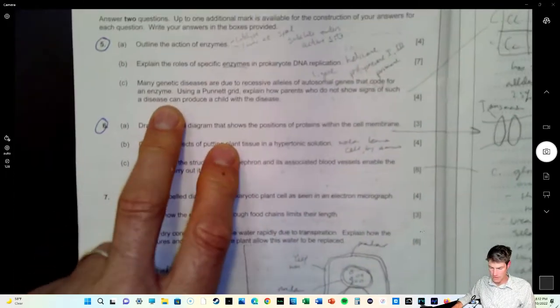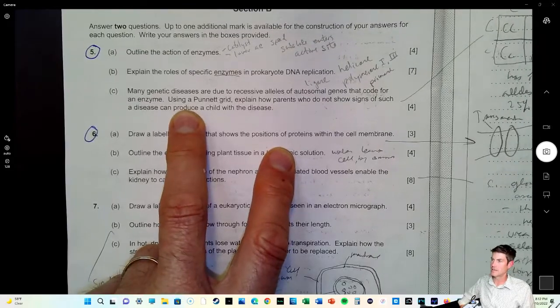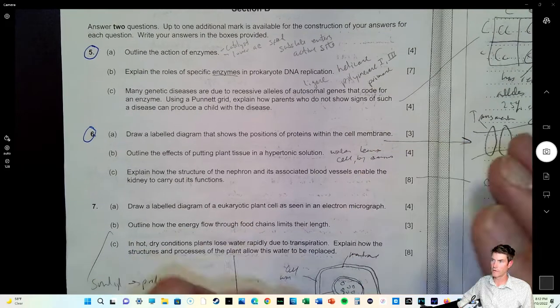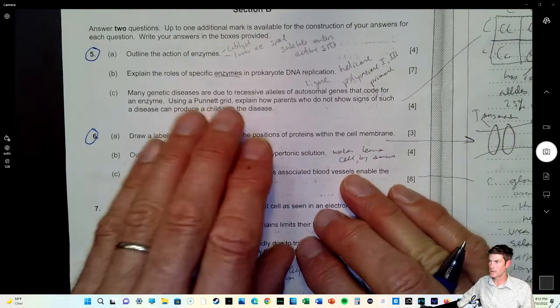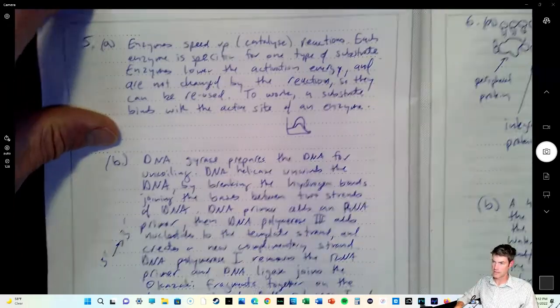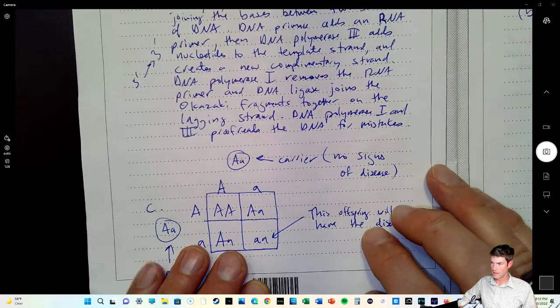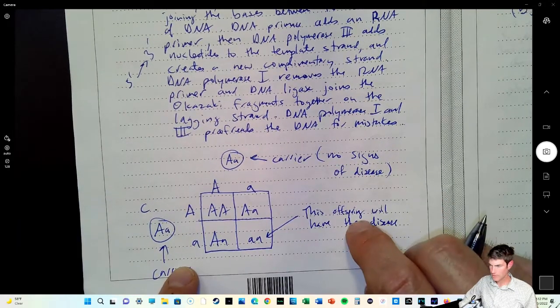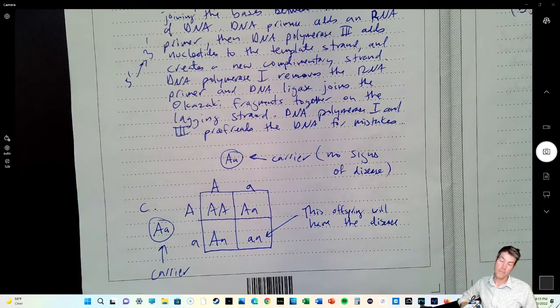The next part of that question, talking about genetic diseases due to recessive alleles that code for an enzyme, still focusing on that enzyme. Using a Punnett grid, explain how parents who don't show signs of disease can produce a child with the disease. So check out my Punnett square here. You can see, say both parents are carriers, so they don't show signs of disease. They wouldn't necessarily know they had the disease in their alleles or in their genes, unless they knew about a family history.